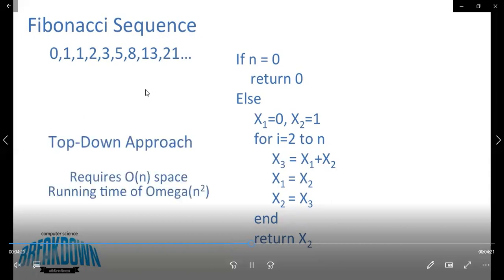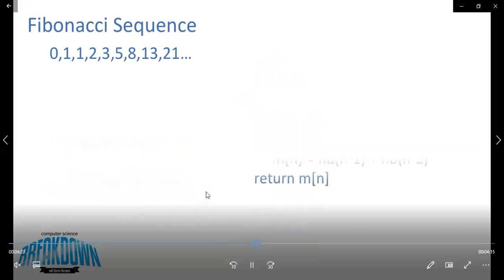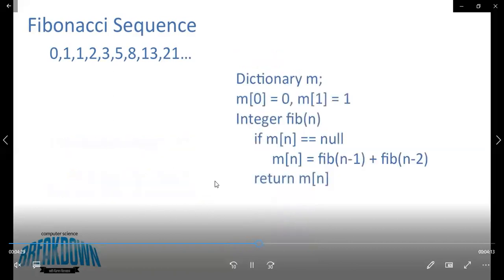So here you have a top-down approach which requires order of n space, and the running time will be given in terms of omega of n squared. So here you can write a recursive algorithm also for the Fibonacci series, where you will be checking for the null value and it will be repeatedly used for all the integers. Only one thing you need to keep in mind is you need to initialize the values. So here we have taken the initialized values of 0 and 1.